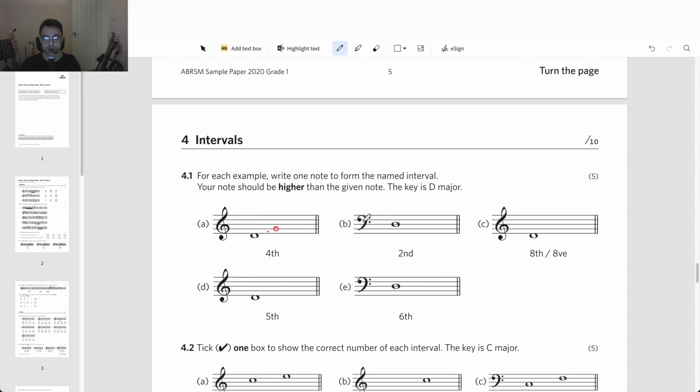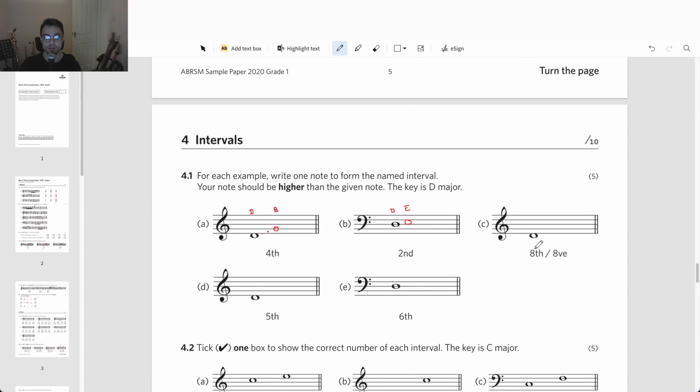Example B. All right, we're in the bass clef, and we have a D, and we want to write the second. So what's the second note in the scale of D major? Well, it's pretty easy. It's just one above D. It's E. I'll tell you what, let's write out the names of the notes here. D, E, there it is, and D to E. That's our second.